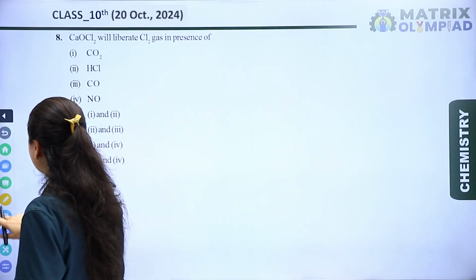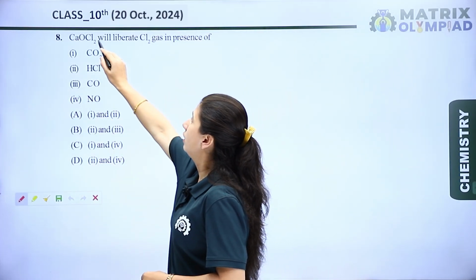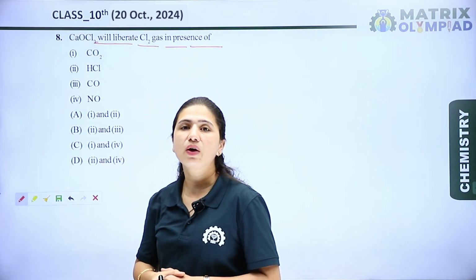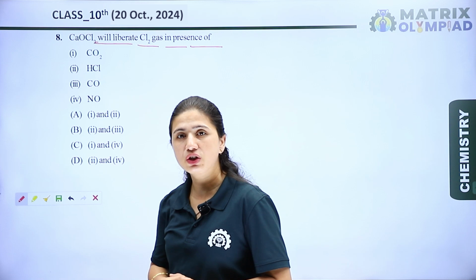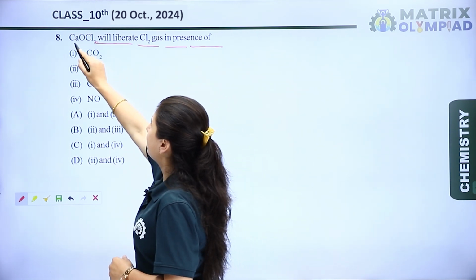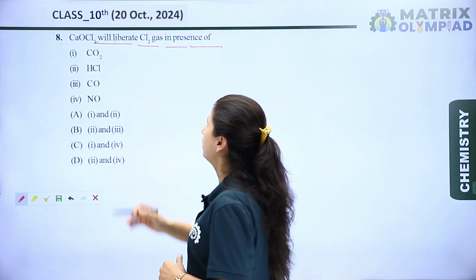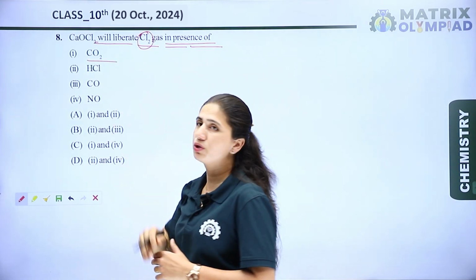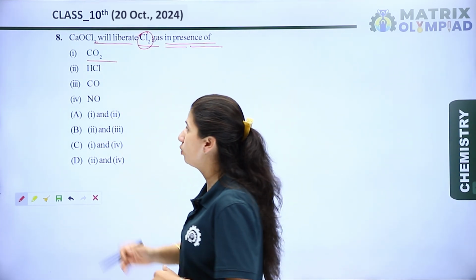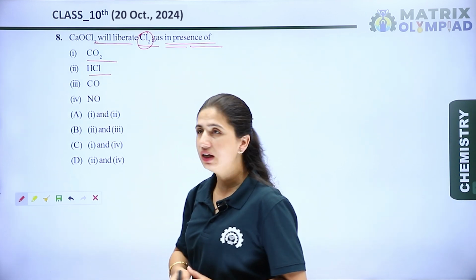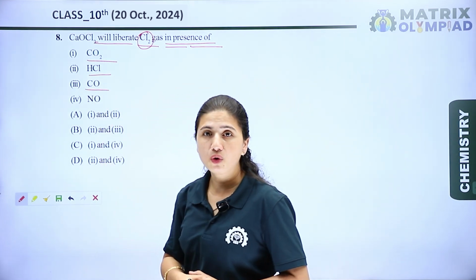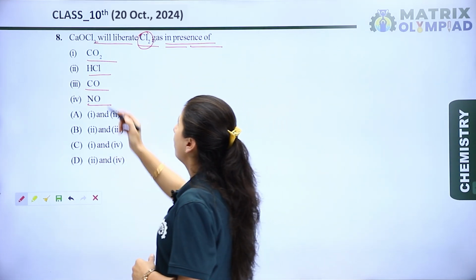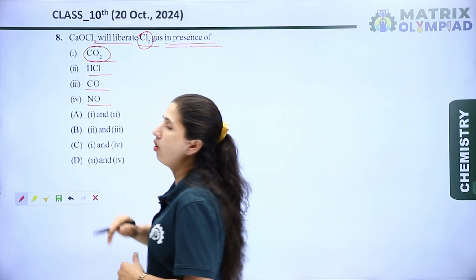So the question is, CaOCl2 will liberate chlorine gas in the presence of... actually, CaOCl2 is known as bleaching powder. The options are: first, carbon dioxide, CO2; second, HCl; third, carbon monoxide; and fourth, NO, nitric oxide. First, we will discuss carbon dioxide.